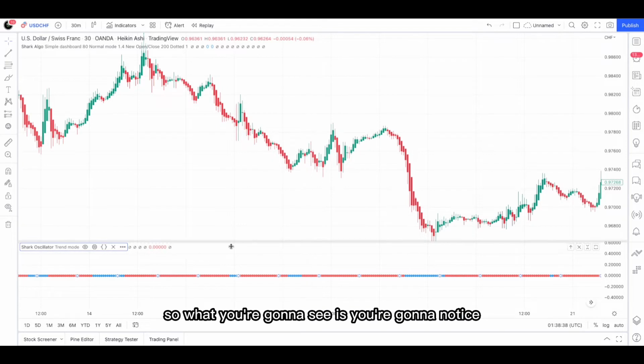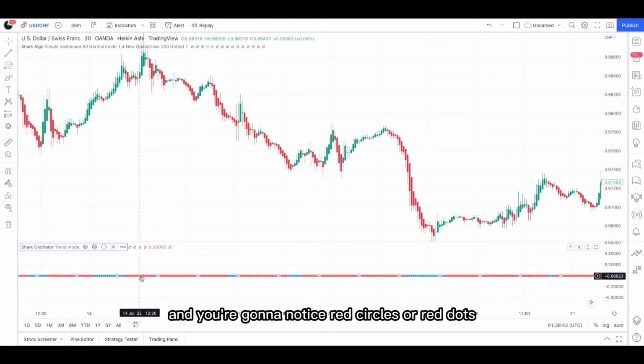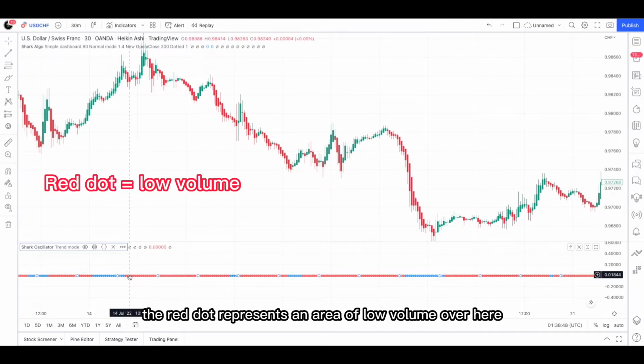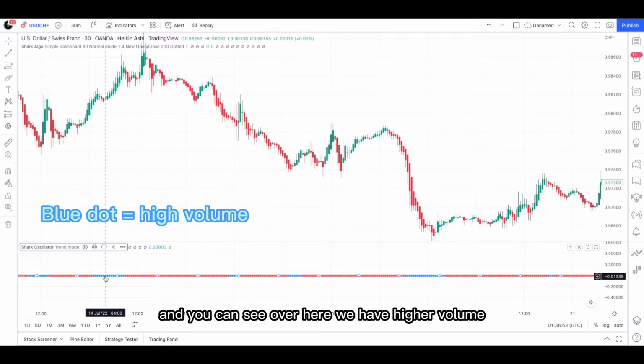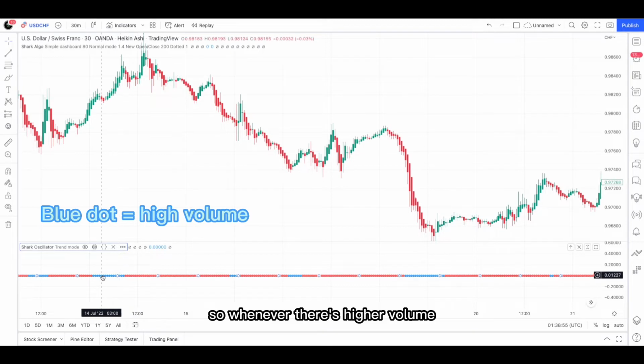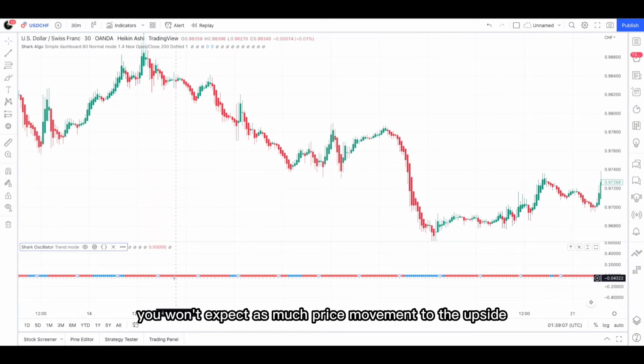So what you're going to notice are blue circles or blue dots, and red circles or red dots. The red dot represents an area of low volume. As you can see here is low volume, and over here we have higher volume. Whenever there's higher volume, you can expect the price to move more towards the upside or more towards the downside. And whenever there's lower volume, you won't expect as much price movement to the upside or to the downside. The momentum or the volume essentially is weaker.